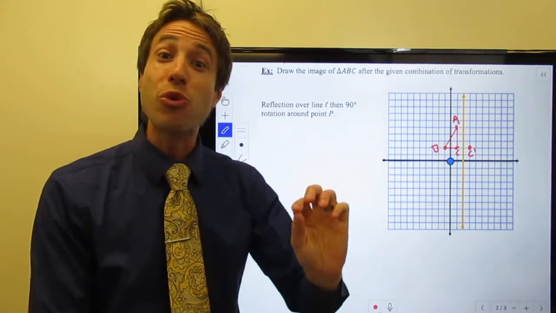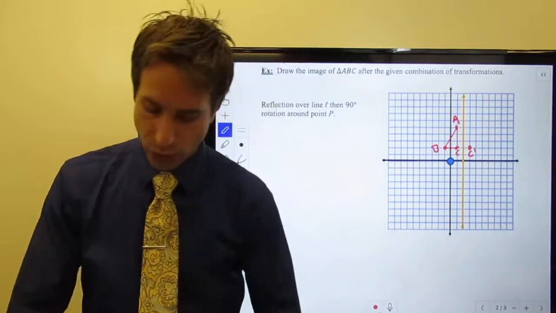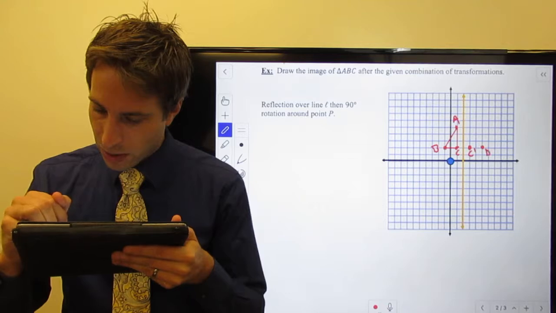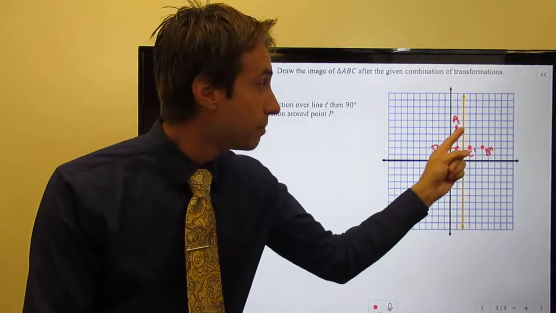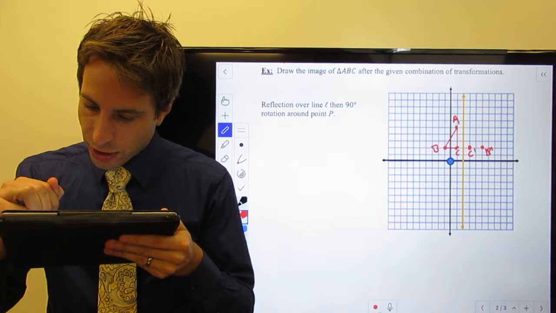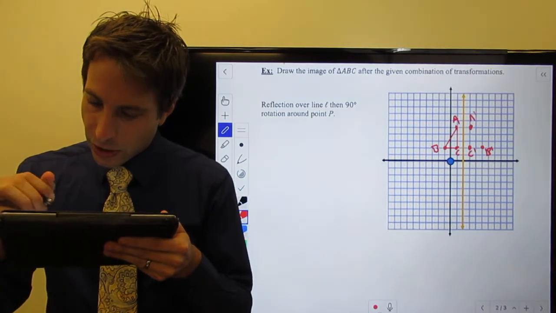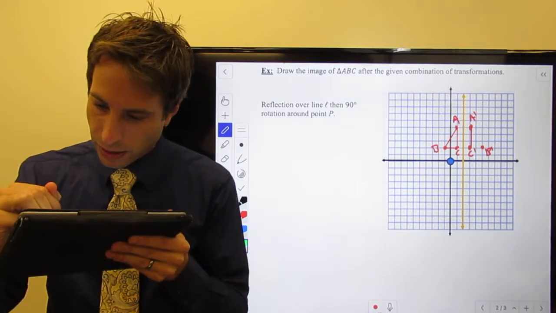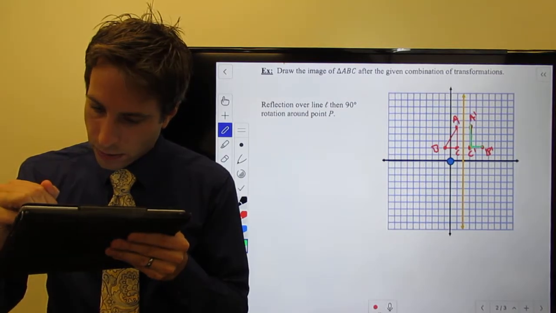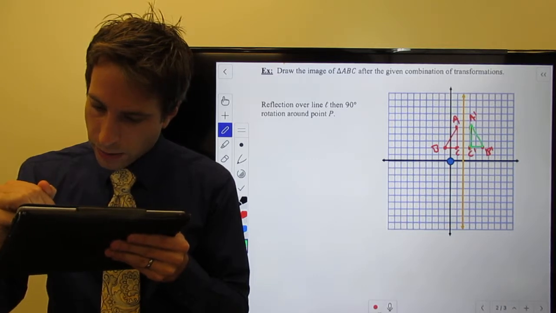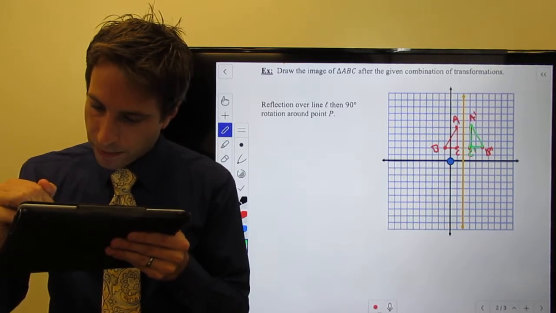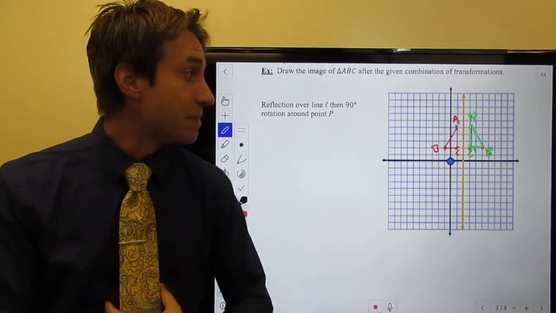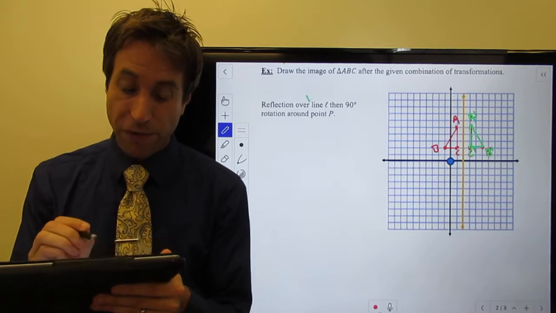B is 1, 2, 3 units from the line of reflection, so it'll be 3 units on the other side. 1, 2, 3, right there. B prime. A prime, 1 unit from the line of reflection, so its mirror image will be 1 unit on the other side. Sorry, I should have done this in a different color. I apologize. All right. There. That's C prime, B prime, A prime. There is my mirror image, so that takes care of the reflection.